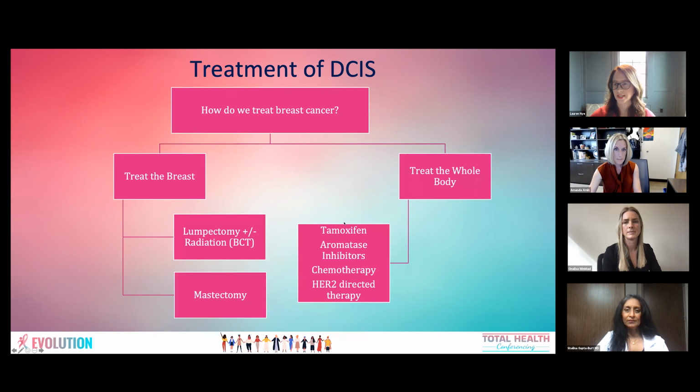And so how do we treat DCIS? Yeah, so despite this, DCIS is usually treated like an invasive cancer in the sense that we need to consider treatment of the breast and treatment of the whole body. And so for treatment of the breast, this area is usually removed, either with a mastectomy, which is removal of the whole breast, or just removal of the area of the biopsy, which is called a lumpectomy, and this is typically followed by whole breast radiation.